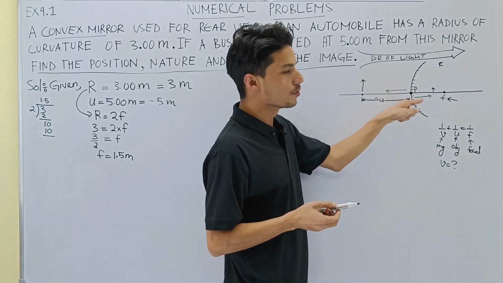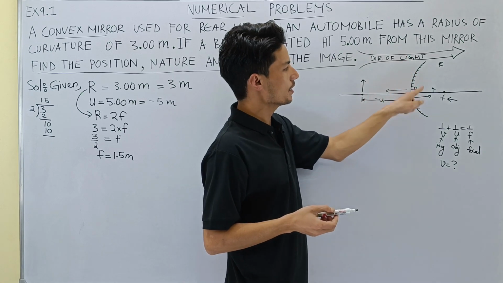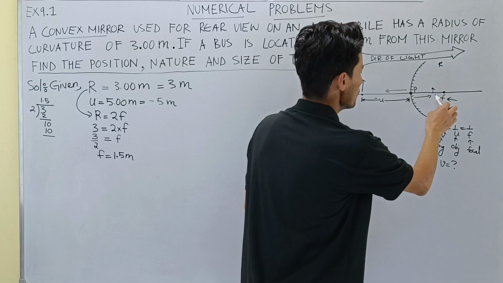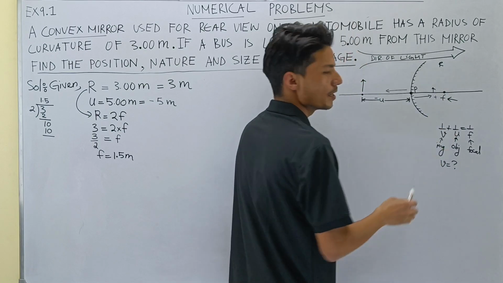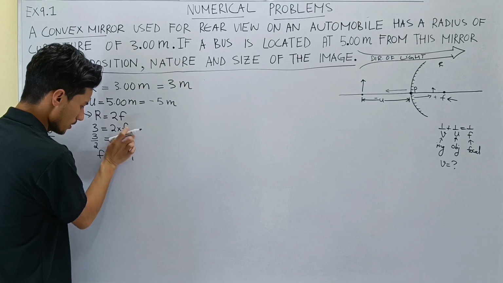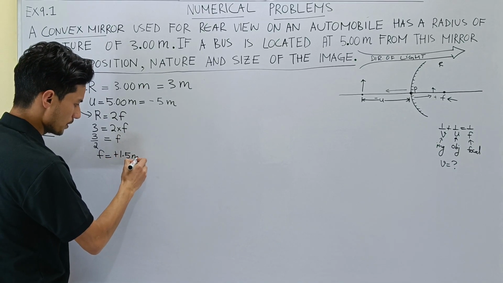So whenever your movement and the direction of light, when both are moving in the same direction, you get a positive value. So F will be positive. So F value here is positive. Let me just erase this one. Okay, plus 1.5 meter.